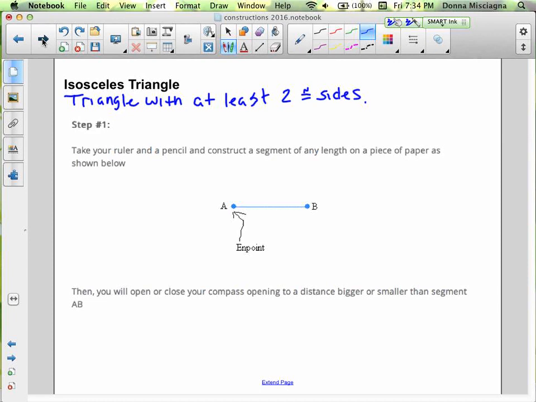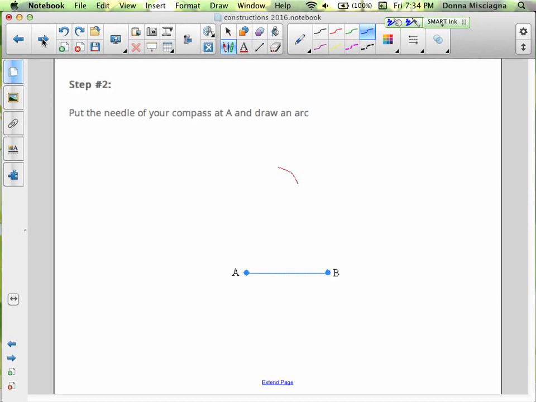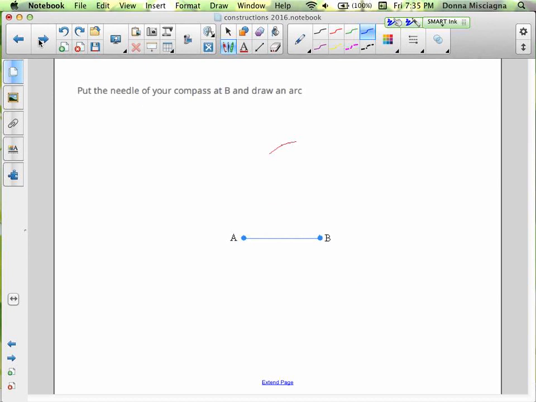Once you've opened up your compass, you are going to draw a construction arc with your compass. You're going to place the compass on point A and construct an arc. It really doesn't matter above or below. I tend to not like my triangles looking like they're upside down, so I would construct the arc above. Then you're going to keep the compass exactly the same and put the point of the compass, or the needle as it says up there, on the other point, B, and draw an arc there.